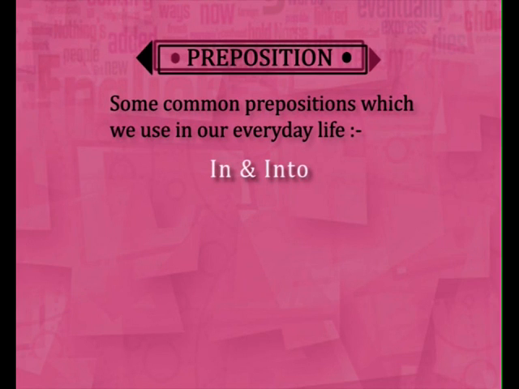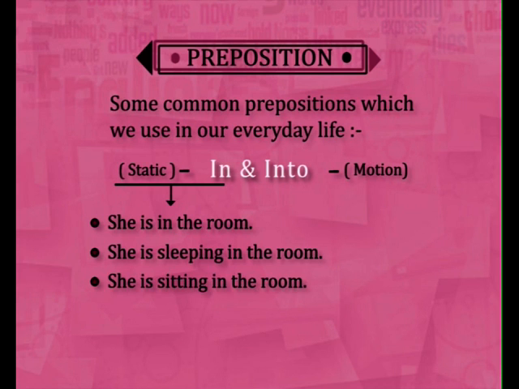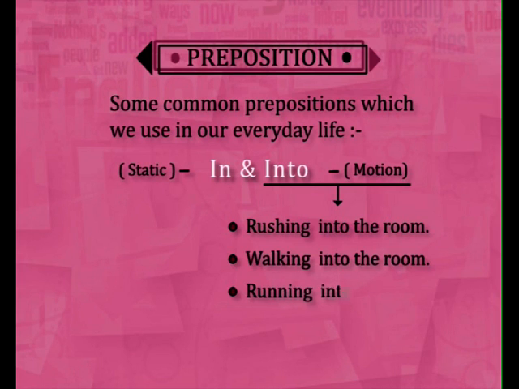And now we will see the next one. Next is in and into. See, in and into indicates in is static, into is motion. In the sense, someone is already in the room. You can say in. She is in the room, sleeping in the room, sitting in the room. Okay. But when someone is going, movement, you have to say into. Rushing into the room, walking into the room, running into the room, because it is in motion. Okay. So that is in and into.